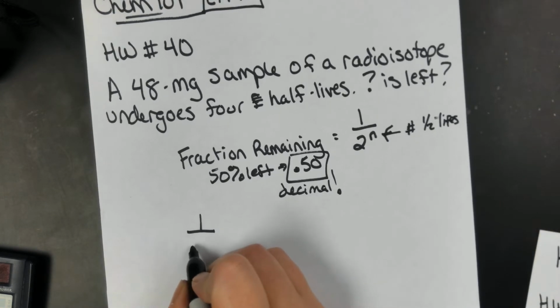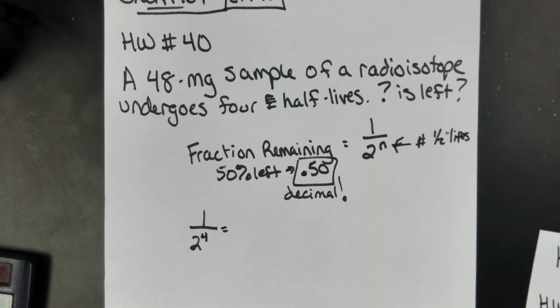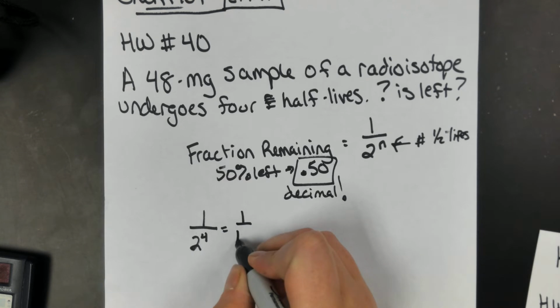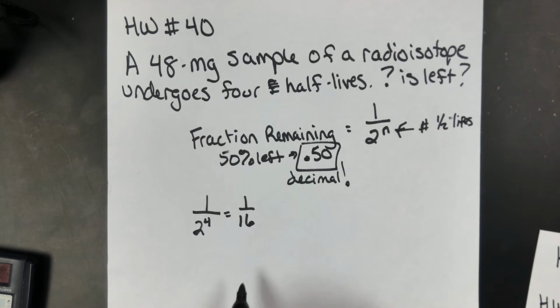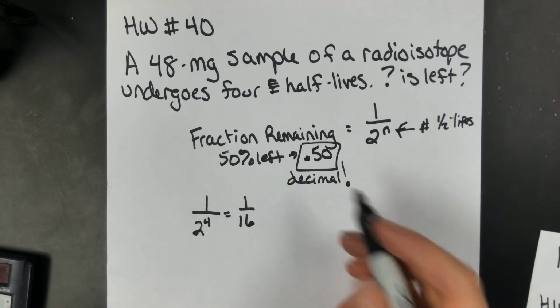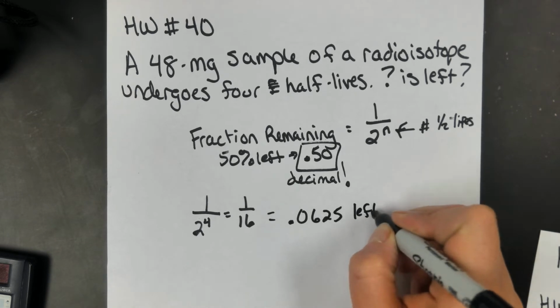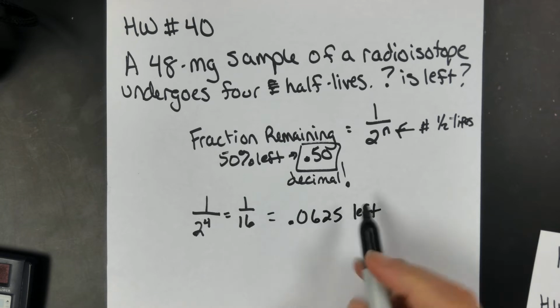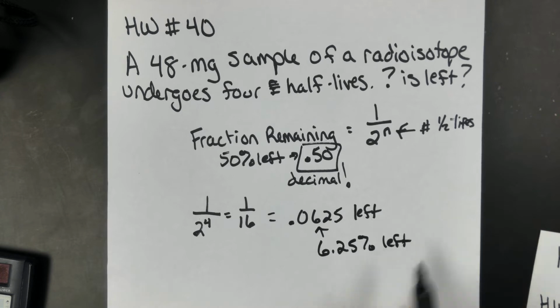So it's going to be 1 over 2 to the power of 4, right? And if you do 2 times 2 times 2 times 2, you get 16, so it's 1/16 of the original amount. 1/16 is essentially 0.0625 left. You could think of this as 6.25% left.